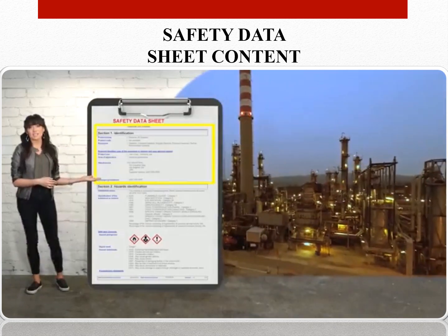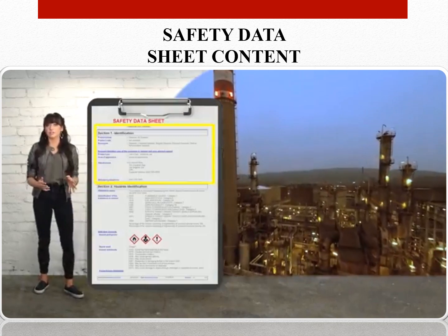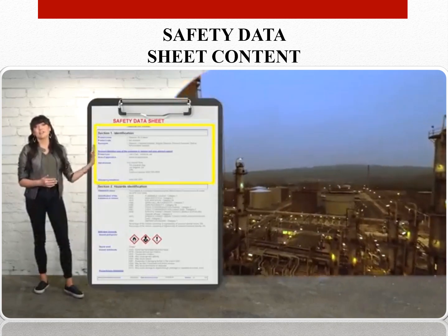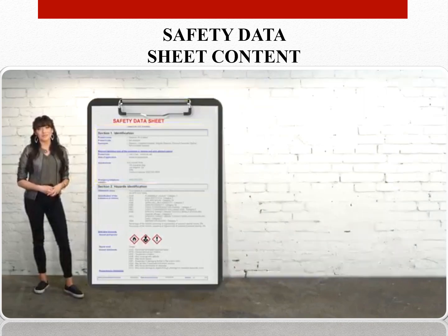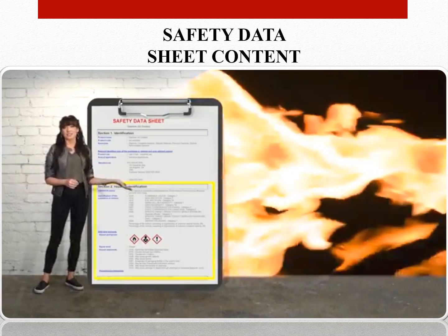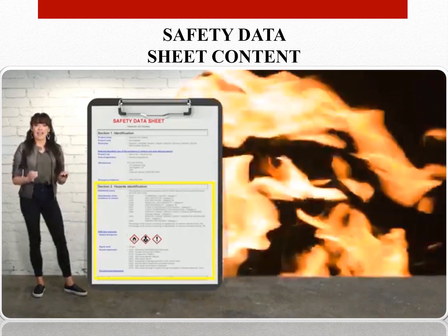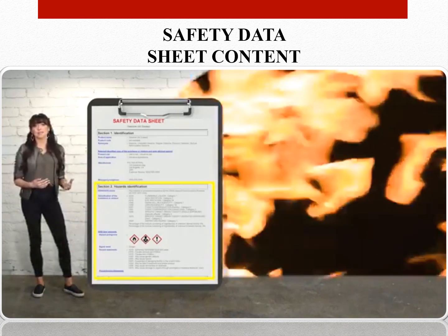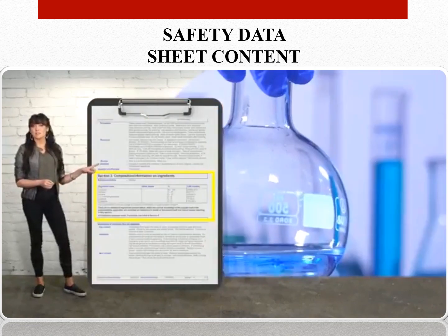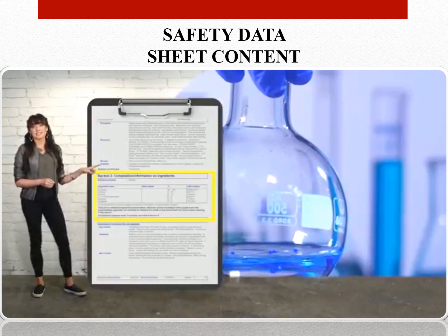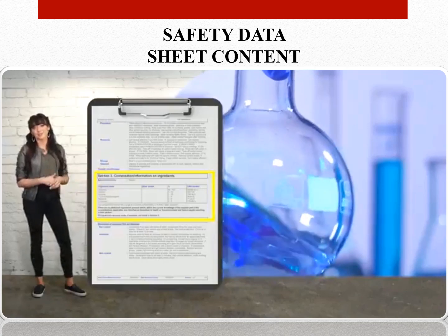Section 1, Identification. This section includes the product identifier, manufacturer or distributor name, address, phone number, emergency phone number, and recommended use. Section 2, Hazard Identification. This is an important one. It includes the basic hazards and the required label elements that we talked about in the last section. Section 3, Composition, Information on Ingredients. Here you can find out what's actually in the substance.